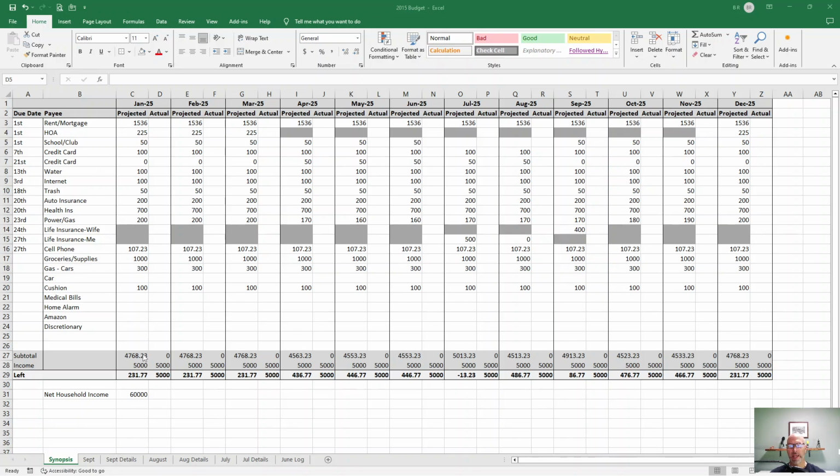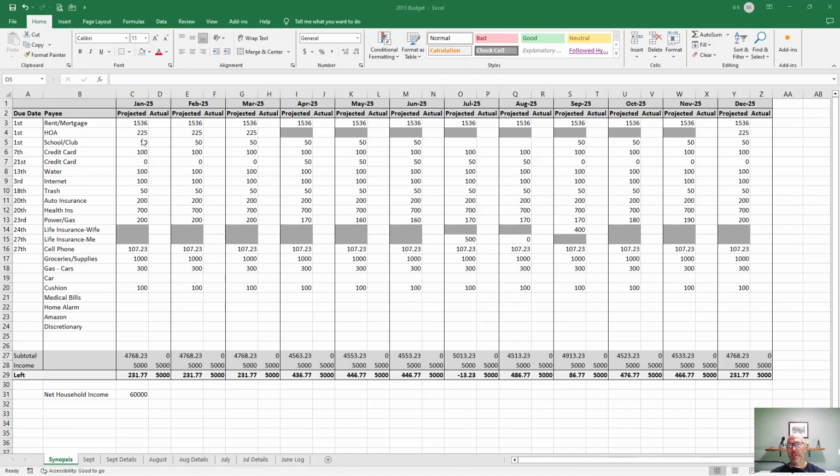It does have some calculations built in. And the way it's built is to allow us to come in on these panes right here. You put in the due date of your bills and you put whoever the payee is, whoever you're paying the bill to. And then throughout the year, this goes for one calendar year, you can put in your anticipated budget, your projected, and then you can follow up with your actual budget.